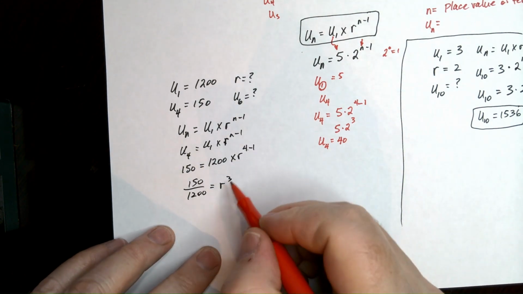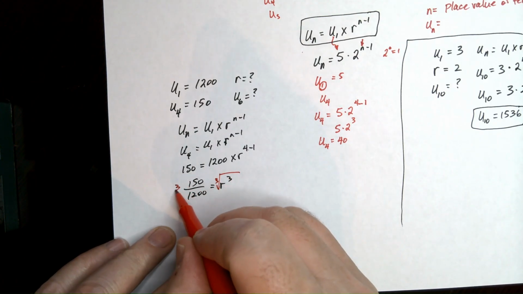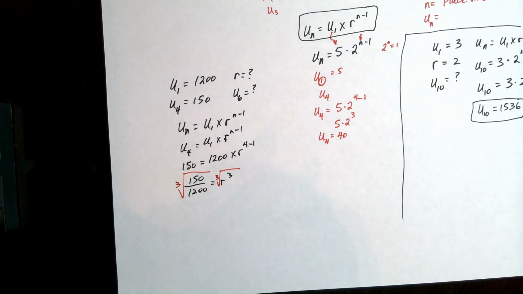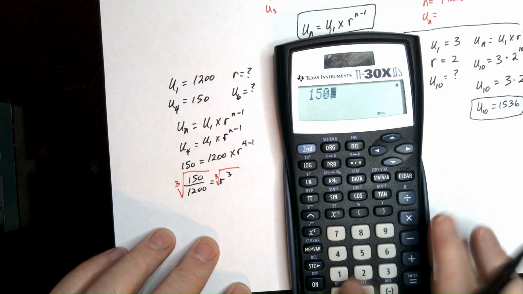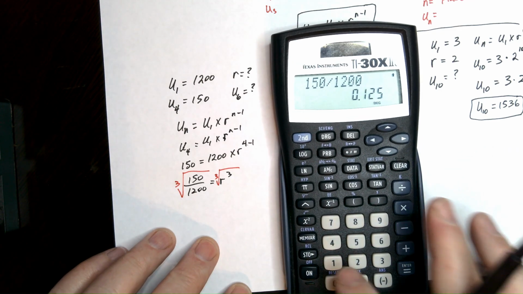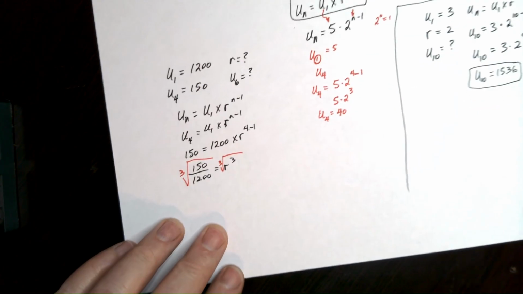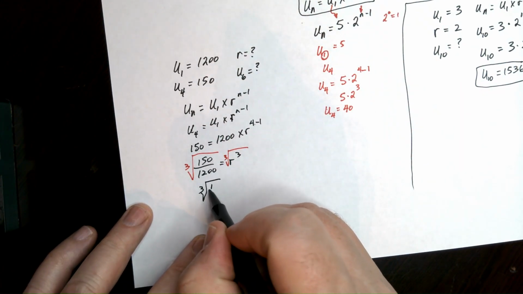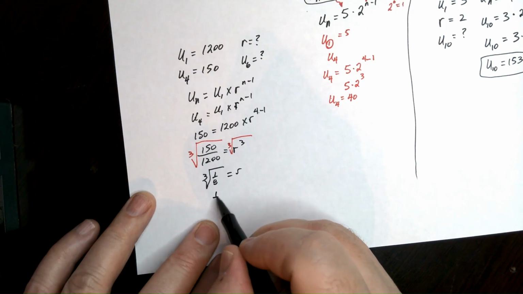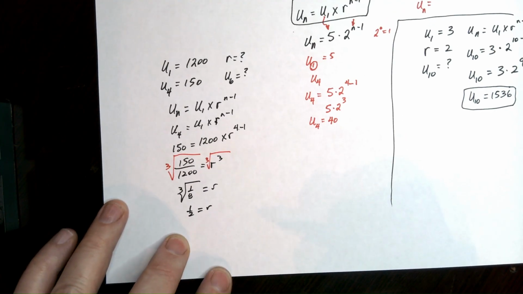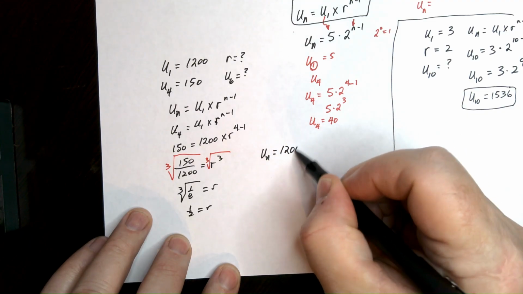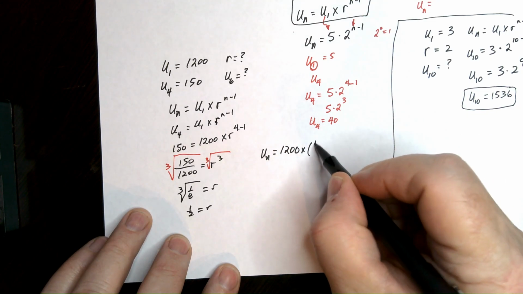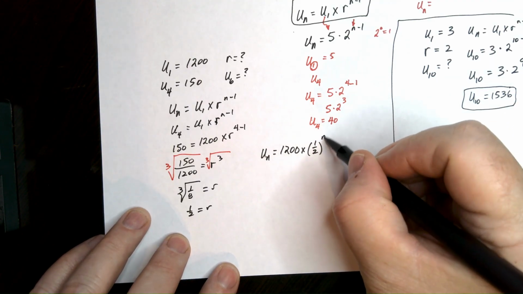And if you want to solve and you have an exponent, it's going to be like this, right? So I know, not off the top of my head, but I know that this is 1/8 because I did it a little bit ago. So 150 divided by 1200 is 1/8, see? 0.125. So I have the cube root of 1/8 equals r, so 1/2 is r. That's not so bad. So now I can write my formula. u sub n equals u sub 1, which is 1200, times 1/2. Notice how I'm putting it in parentheses, and minus 1.